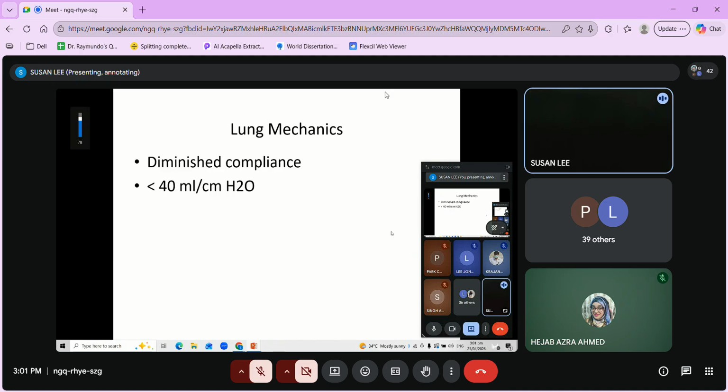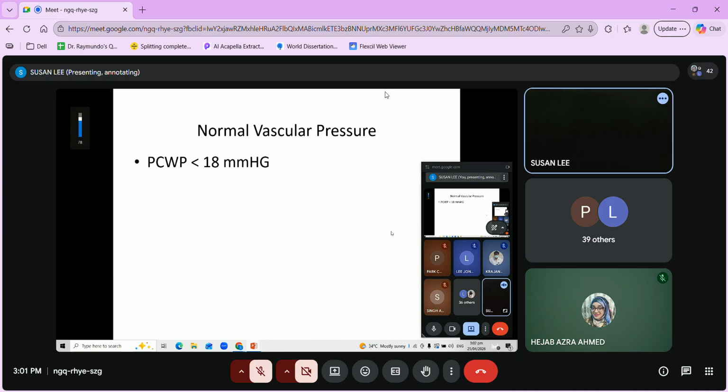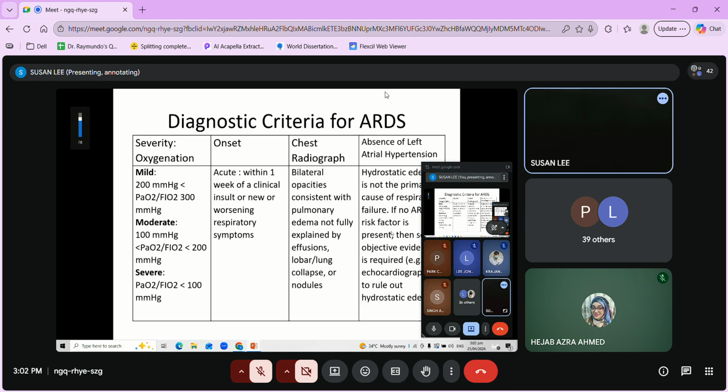And the lung mechanics is that the patients would have decreased lung compliance, and would present with severe hypoxemia that is refractory, and normal vascular function. That means your capillary wedge pressure should be less than 18 millimeters mercury. Okay, so the criteria is that your patient should have severe hypoxemia with acute onset, the radiographic findings, and absence of atrial hypertension. That means you do not have a cardiovascular problem.